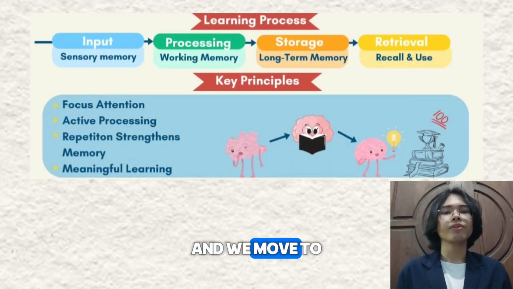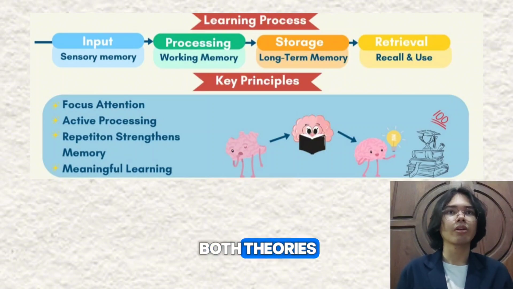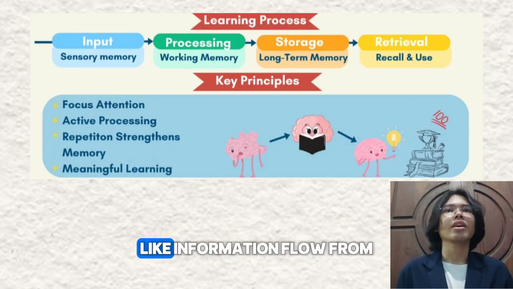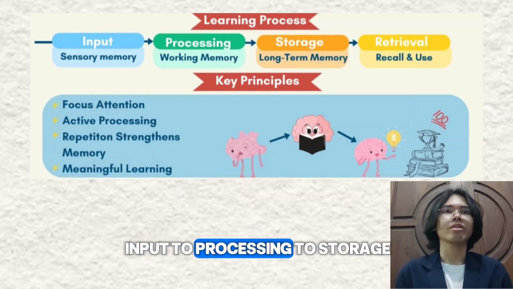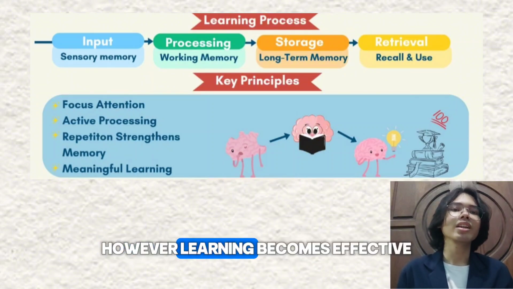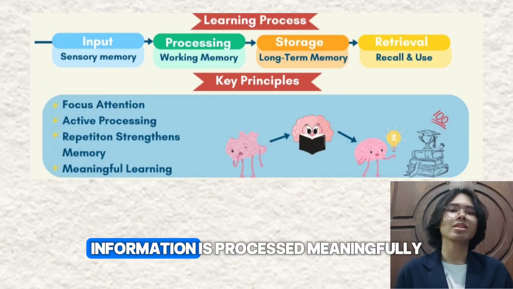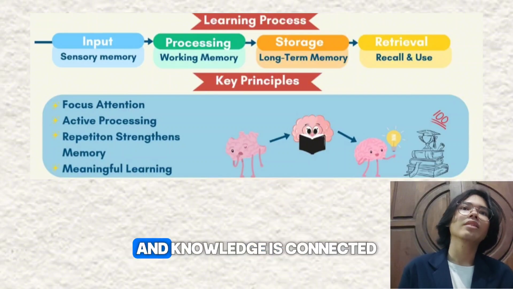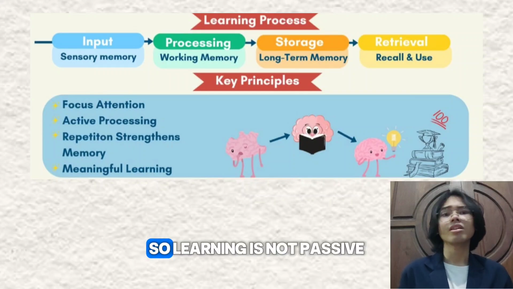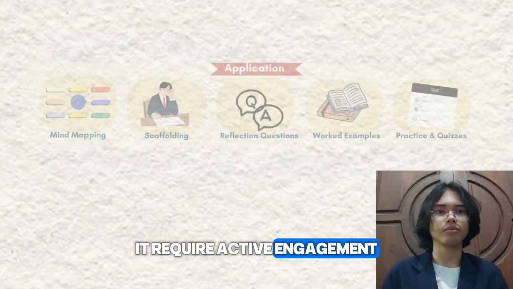And we move to the learning process integration. So if we combine both theories, we can see that learning is a structured process, like information flowing from input to processing to storage and finally to retrieval. However, learning becomes effective only when students pay attention, information is processed meaningfully, and knowledge is connected to prior understanding. So, learning is not passive, it requires active engagement.